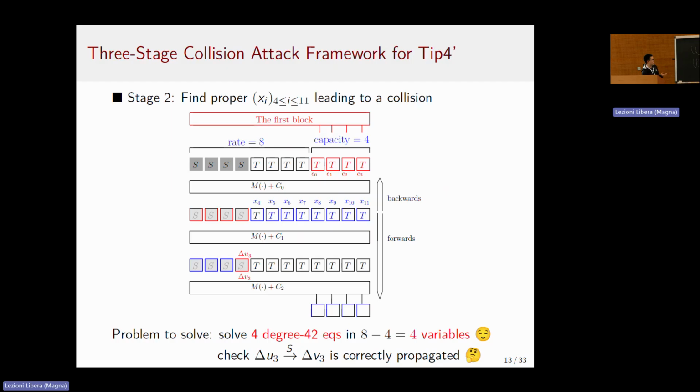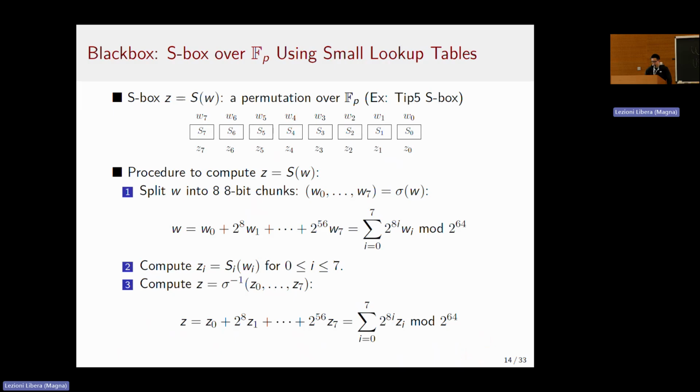Then the system becomes well defined because the number of equations is the same as the number of variables. But it does not mean the solution is always valid because we need to check whether the differential transition through this active S box at the third round is valid. So we again need to repeat it. But if the differential transition probability is high, then we only need to repeat the attack a few times, which is good. So there are some central problems to make our attack framework work.